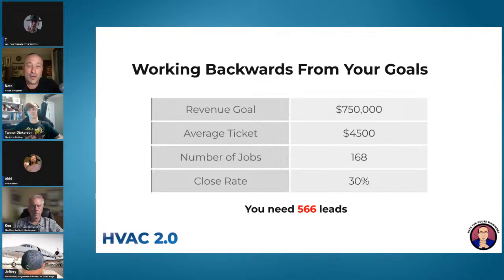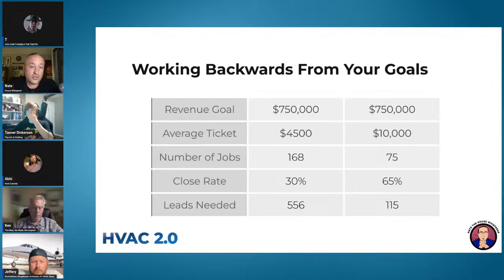So you want to do whatever you can. But if you also work this out, you need 566 leads to be able to do all of this. So you just ran 566 calls. So you're running 2 or 3 sales calls per working day. And then you've got about a job per working day, ballpark 200 working days per year. This is a lot of work to do that.